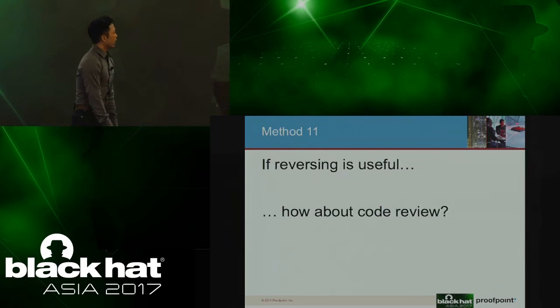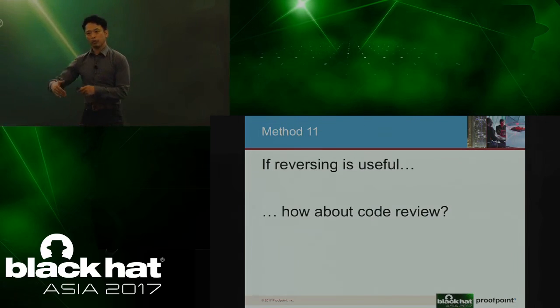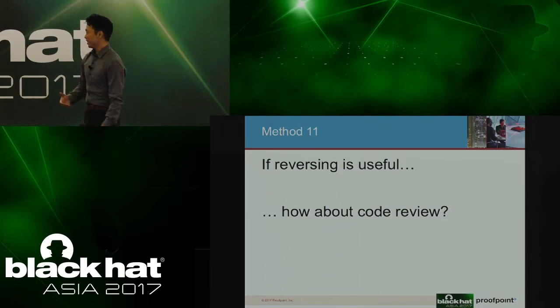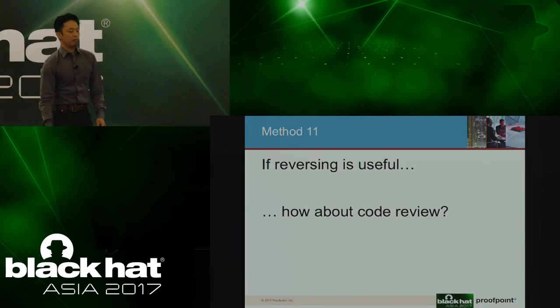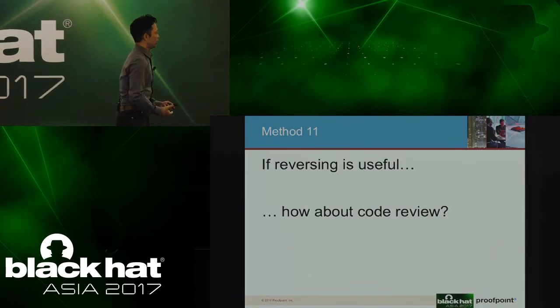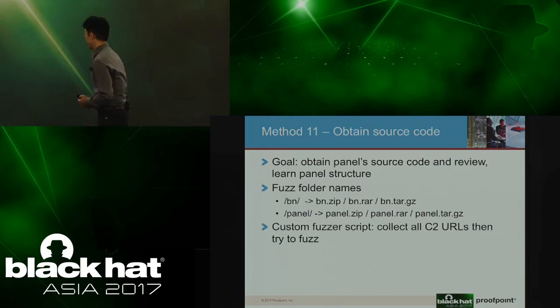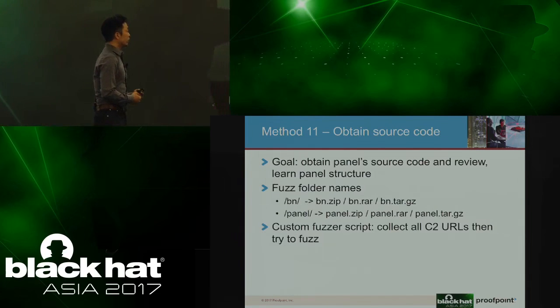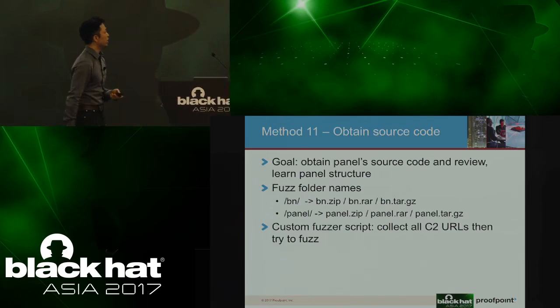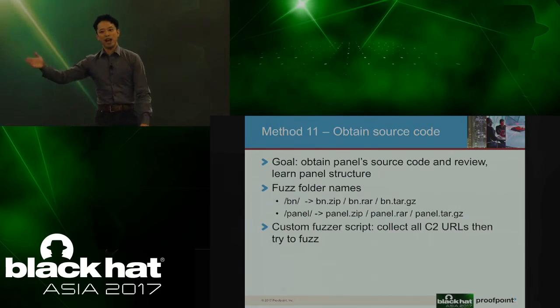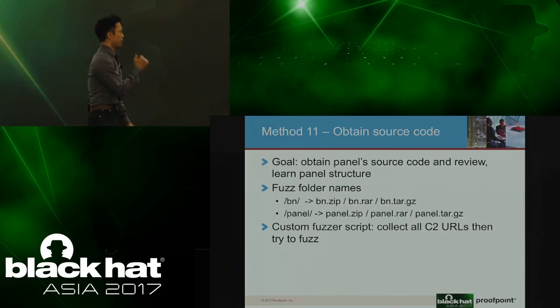Method 11. Okay, so we just talked about reversing. And what goes hand in hand with reversing is, how about code review, right? If we're able to reverse out useful stuff, how about let's try a code review? Well, okay, interesting. But then we have to get their source code first. To do that, we'll show you a few techniques, but one thing we can do is, for example, fuzz folder names, right? Folder name.zip usually may contain a backup tar of that entire directory.